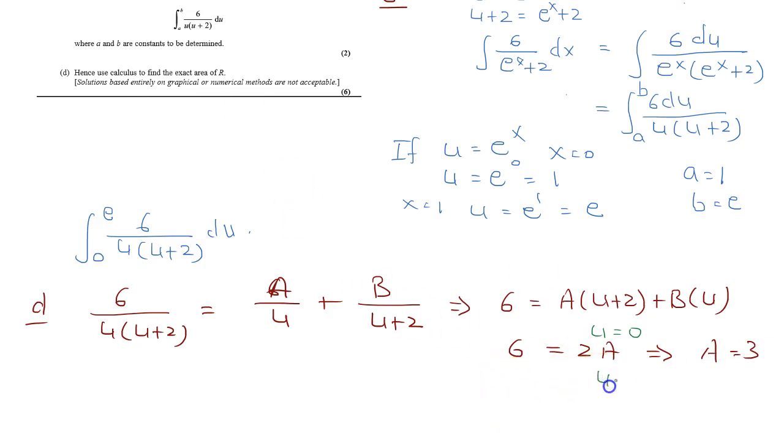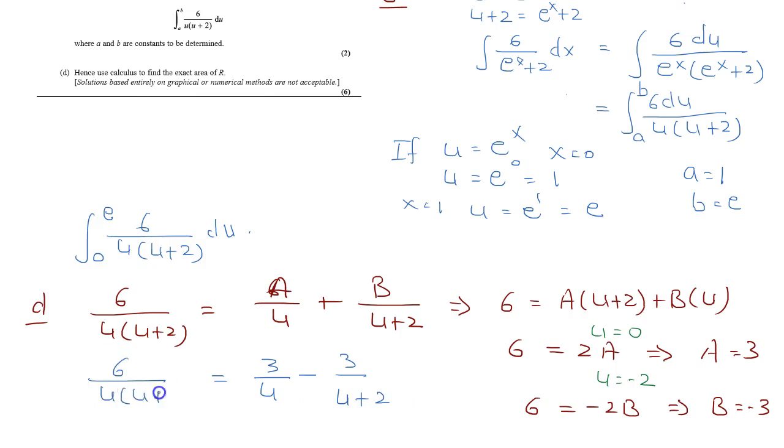And if u is equal to minus 2, we have 6 is equal to, this is 0, minus 2b. So this implies that b is equal to minus 3. So our equation is 3 over u minus 3 over u plus 2. 6 over u plus 2 is this.